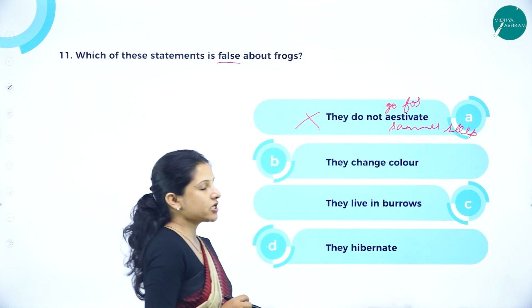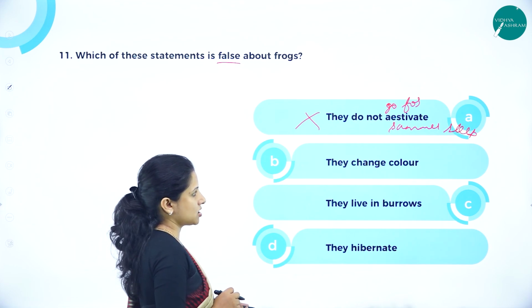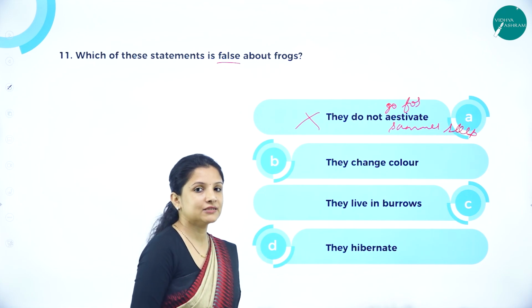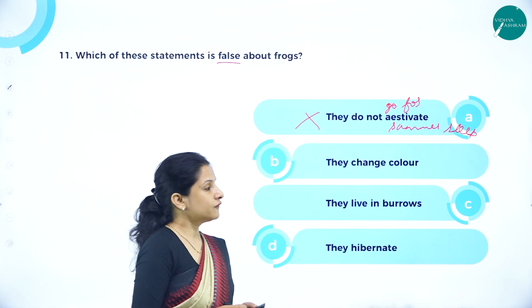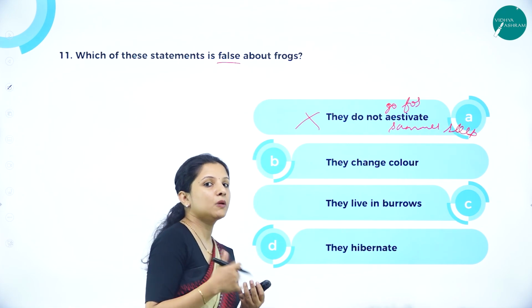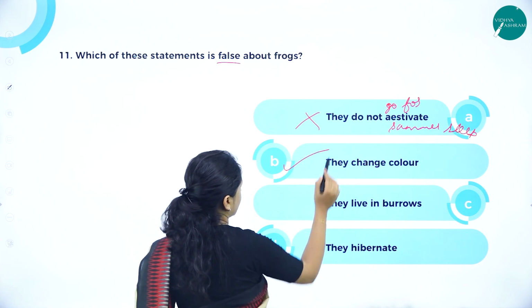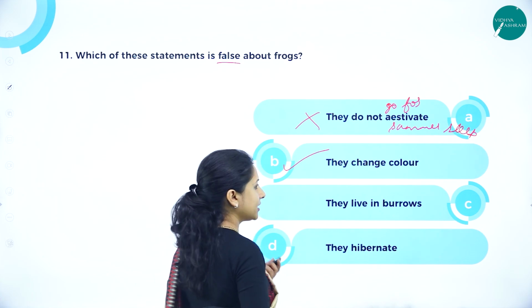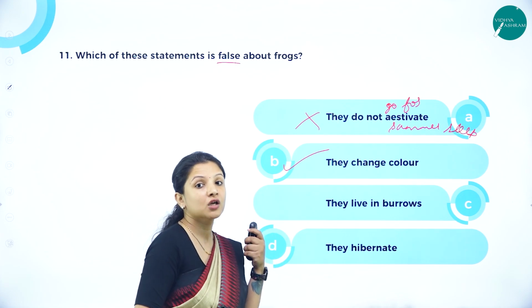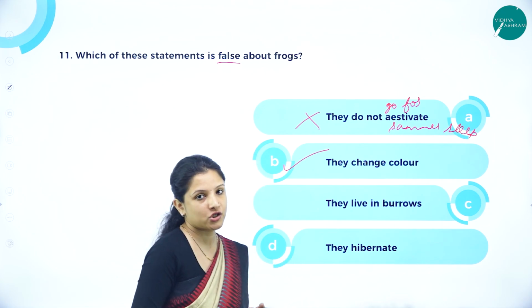Summer sleep. They change color. They live in burrows. They hibernate. They change color. Now, don't think that camouflaging means they are capable of changing color. Frogs cannot change their color, but their color actually mimics the environment in which they live. So, therefore, this option is correct. They live in burrows. That's true. They can live in burrows and they hibernate also, that is, they go in for winter sleep. So, therefore, option B is the right option here because they cannot change their color.